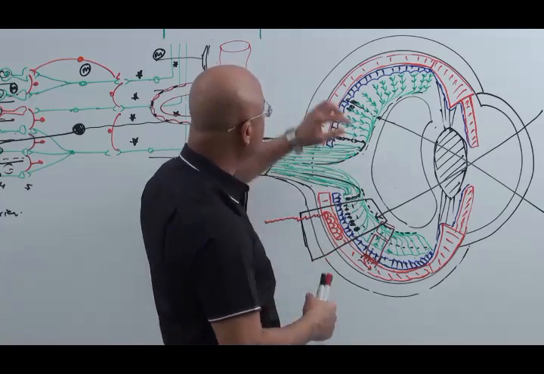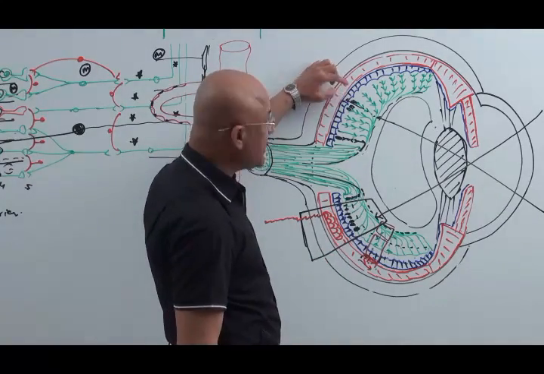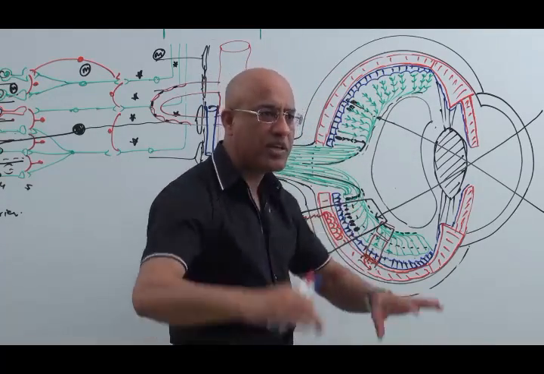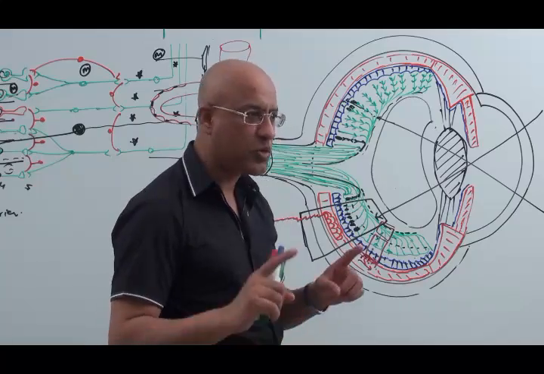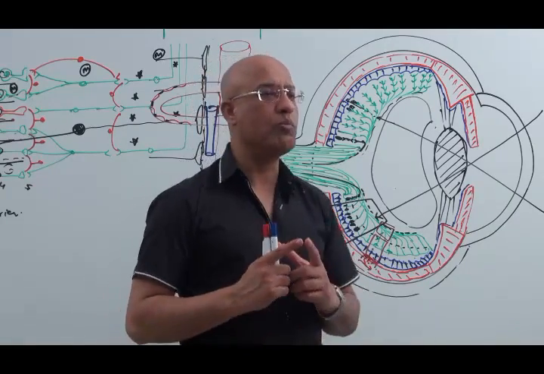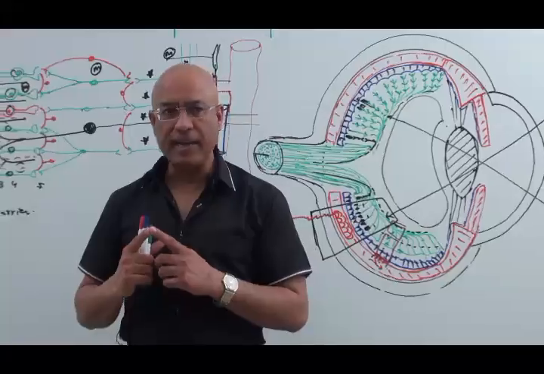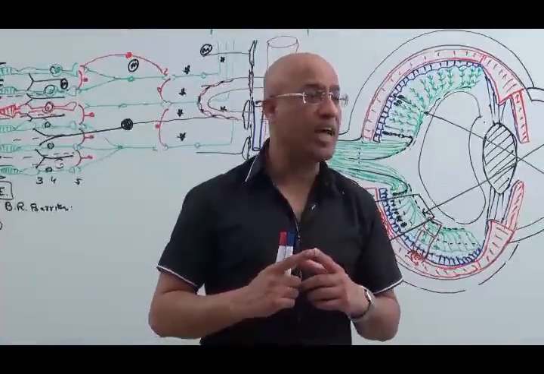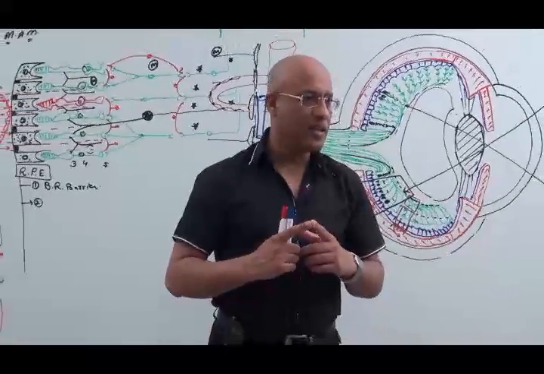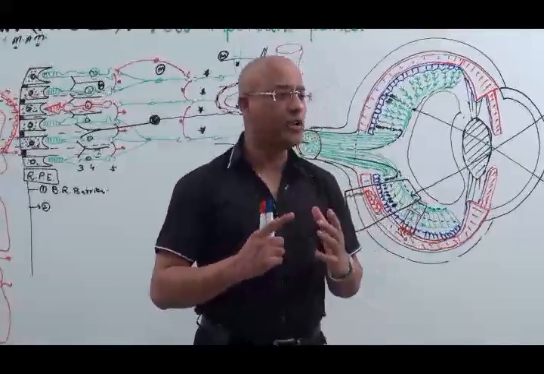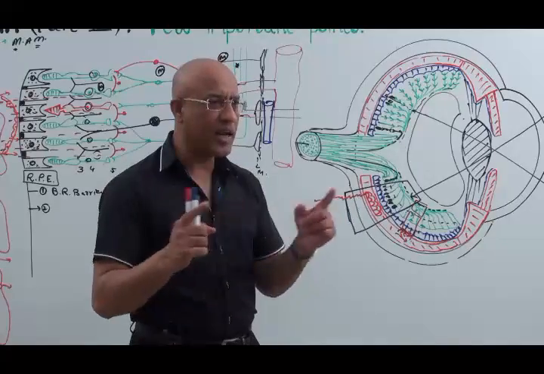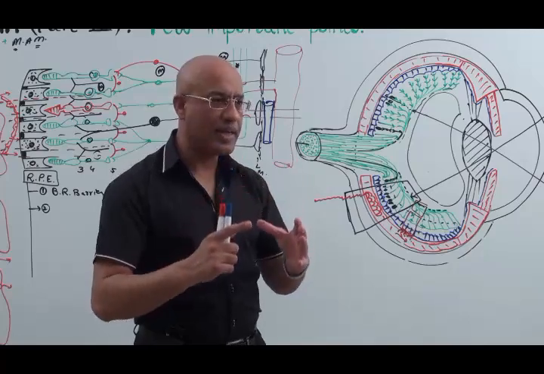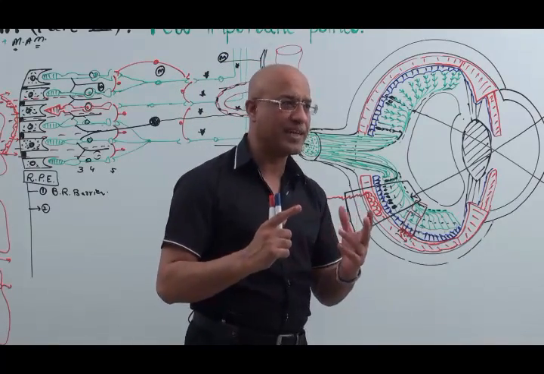Why? Because if this light is not absorbed, then it will internally reflect here, there, and image quality will degrade. So one of the very important functions of the retinal pigment epithelium is that it absorbs the extra light, right? So that there are not undue internal reflections of light within the eyeball, and image quality does not degrade. There should not be too much glare.